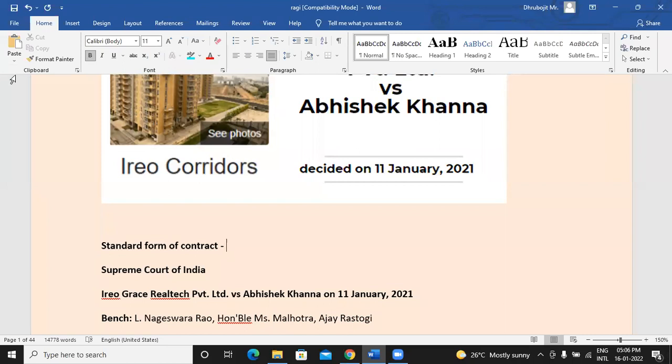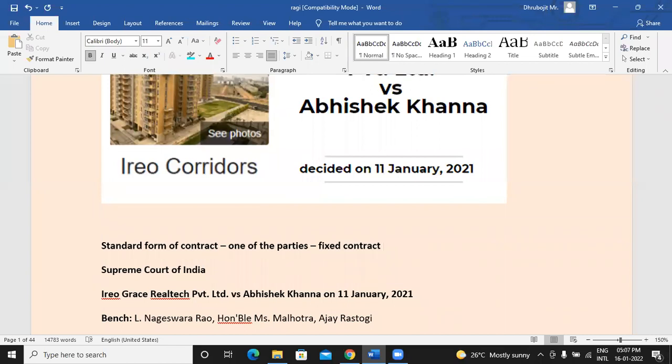That means it is a standard form of contract wherein one of the parties will have a fixed contract format, and they are not willing to make any changes in that.